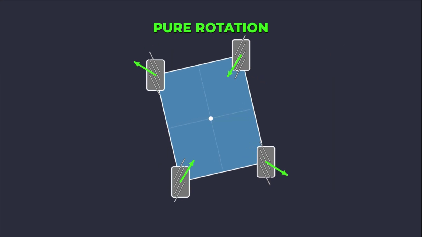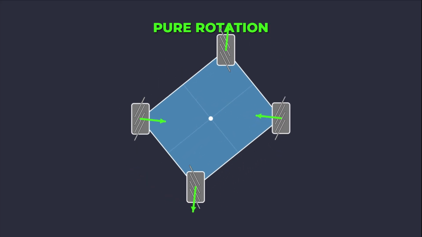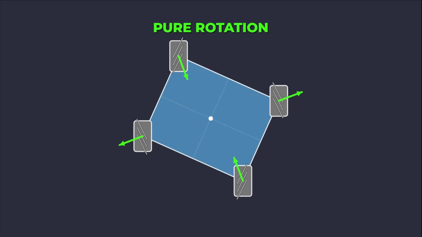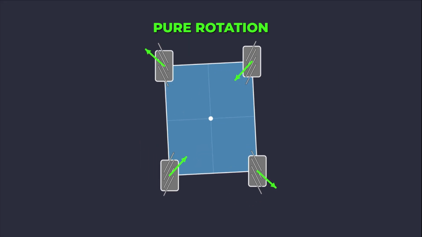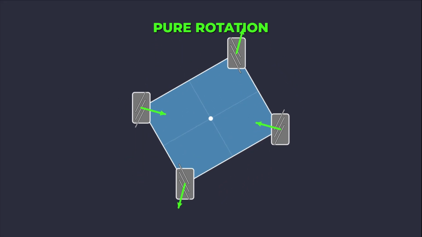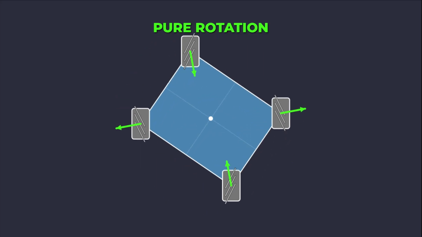purely lateral movement. Pure rotation, or spinning about the chassis center point, requires all four wheels to spin in the same direction, but the wheels on the front axle must spin opposite to the wheels on the rear axle. Alternatively, all four wheels can spin in the same direction, but the magnitude of the angular velocity must be proportional to the distance from the center of rotation.